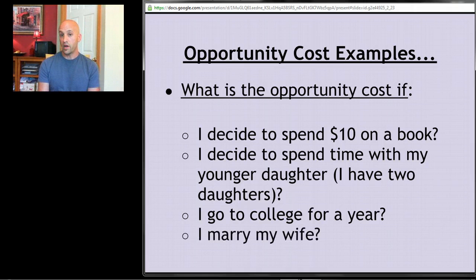What if you decide to marry your husband or wife? Well, there's an opportunity cost there, right? Unless you're in Utah. It's the opportunity cost of whoever you would have married if you didn't marry your husband or wife. In my case, her name's Lisa, but we'll leave that aside.